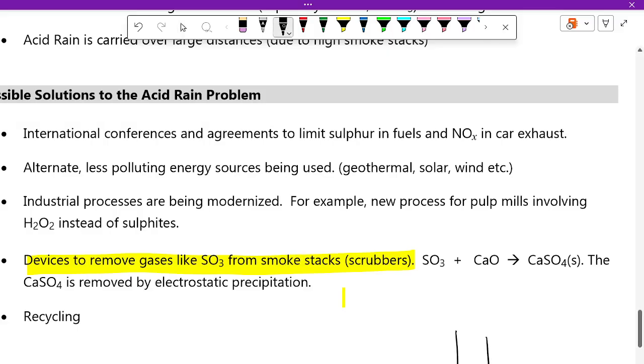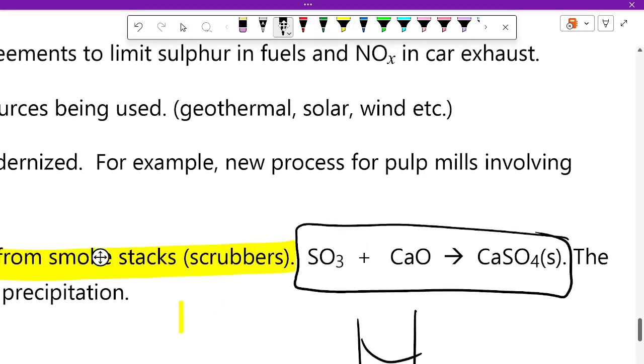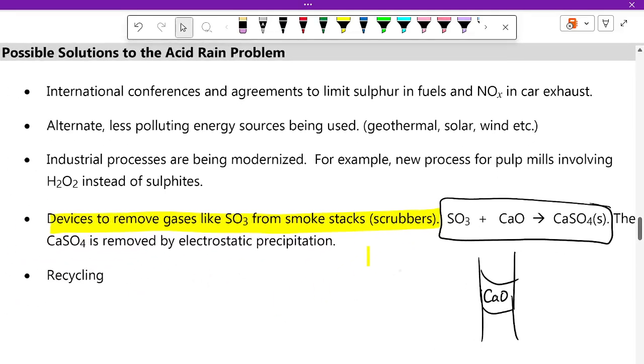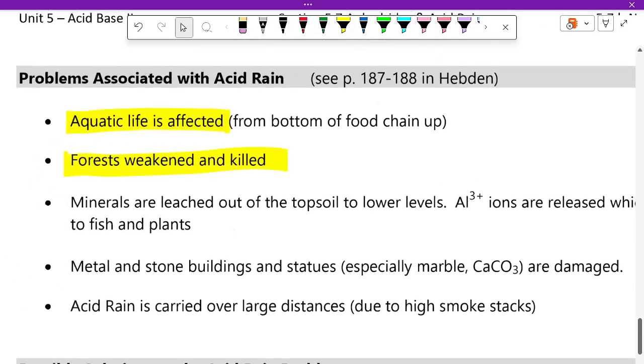Here's the smokestack. And somewhere in the smokestack, they would have some CaO, like layers of it. In order for the smoke to get out, it would have to pass through the CaO. And as long as it's hot enough, and I assume they would have heaters, it forms calcium sulfate, which is a solid at that point. And then the calcium sulfate is removed by electrostatic precipitation. Okay?